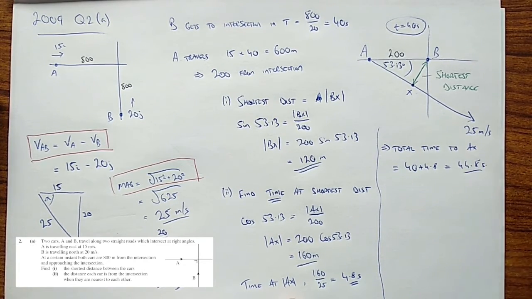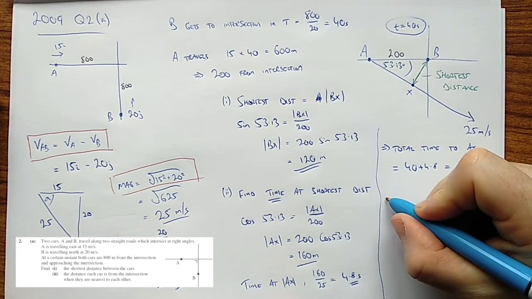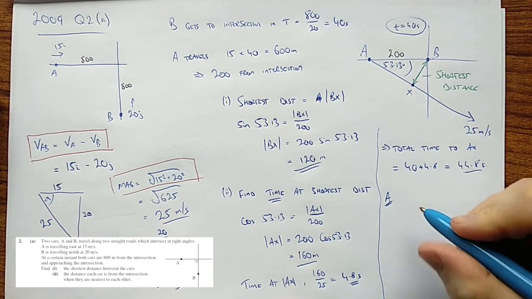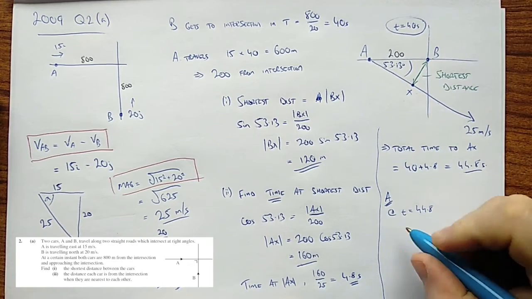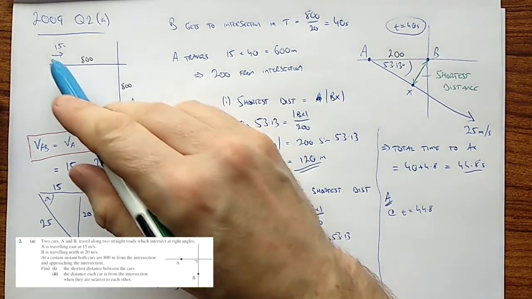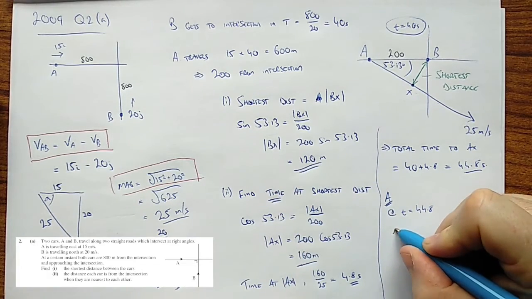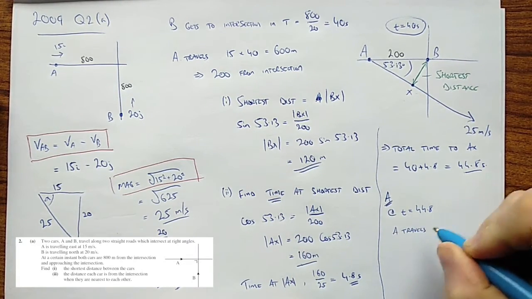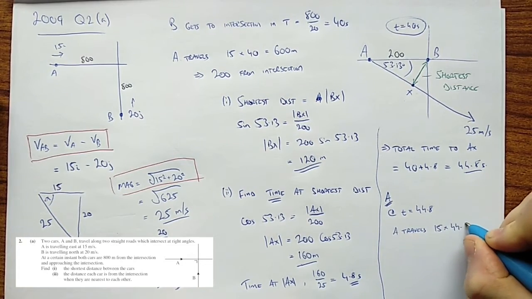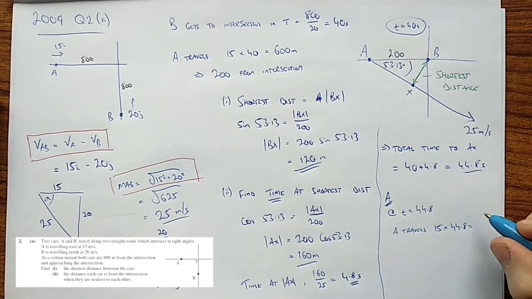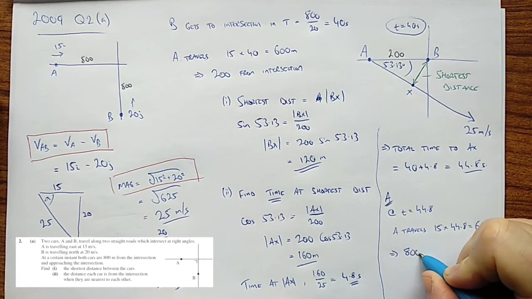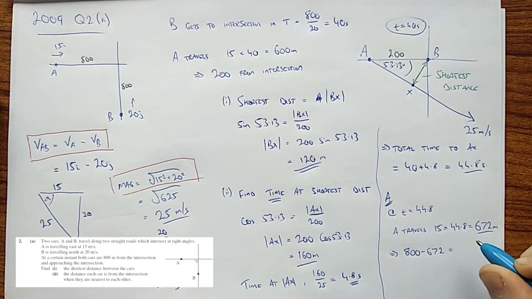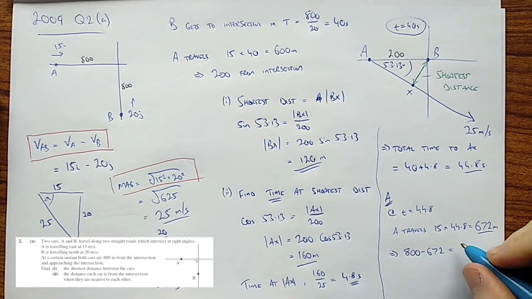Now that we have that, the rest of this isn't too bad. So let's see about A. A at t equals 44.8. A is going 15 meters per second, so A travels 15 by 44.8, and that equals 672 meters. Therefore, it is 800 minus 672. It hasn't quite got to the intersection, and that is 128 meters from the intersection.